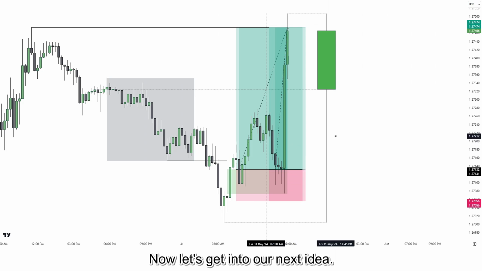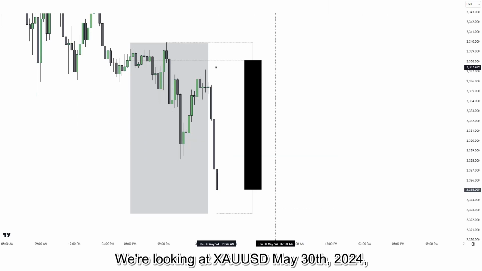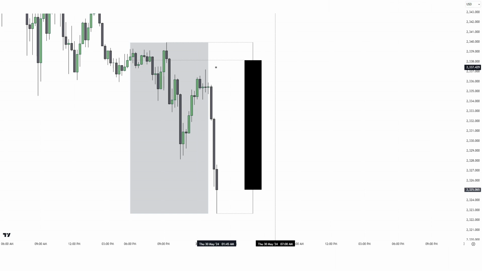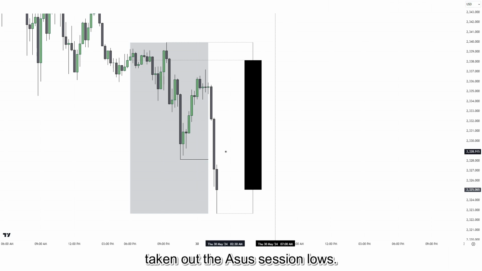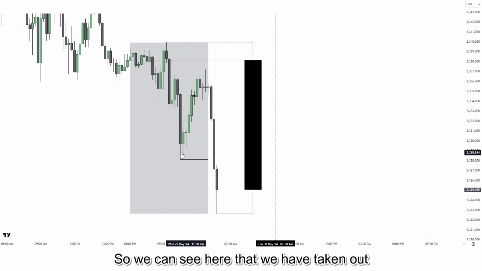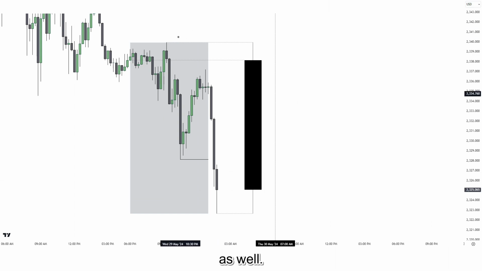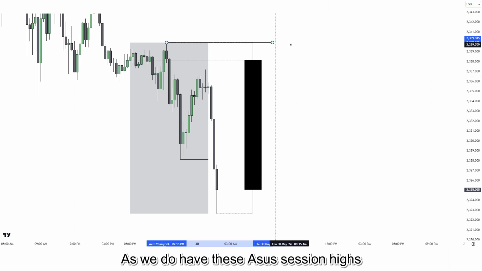Now let's get into our next idea. We're looking at XAU USD, May 30th, 2024, exactly yesterday. We can already identify that we have taken out the Asia session lows. So we can see here that we have taken out the Asia session lows, as well as we do have these Asia session highs above us.